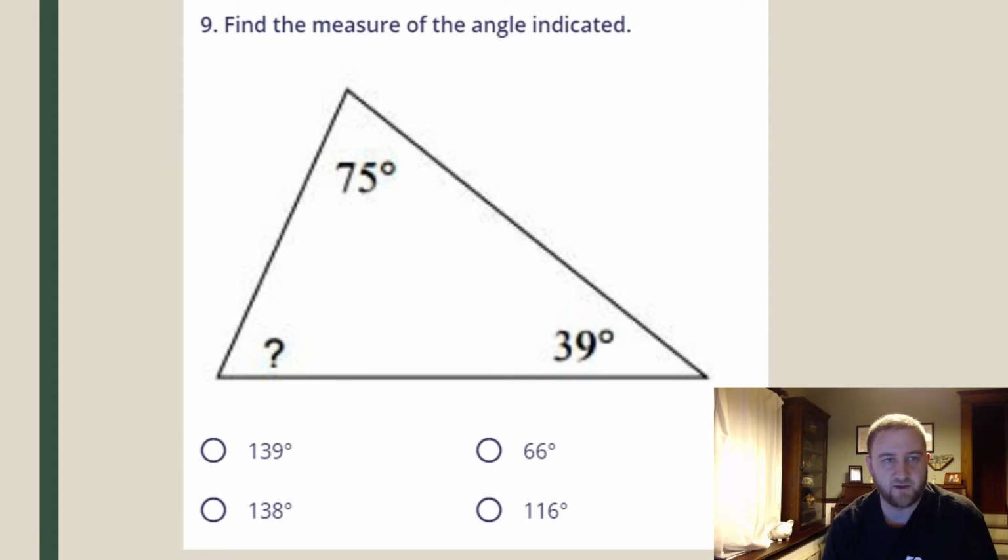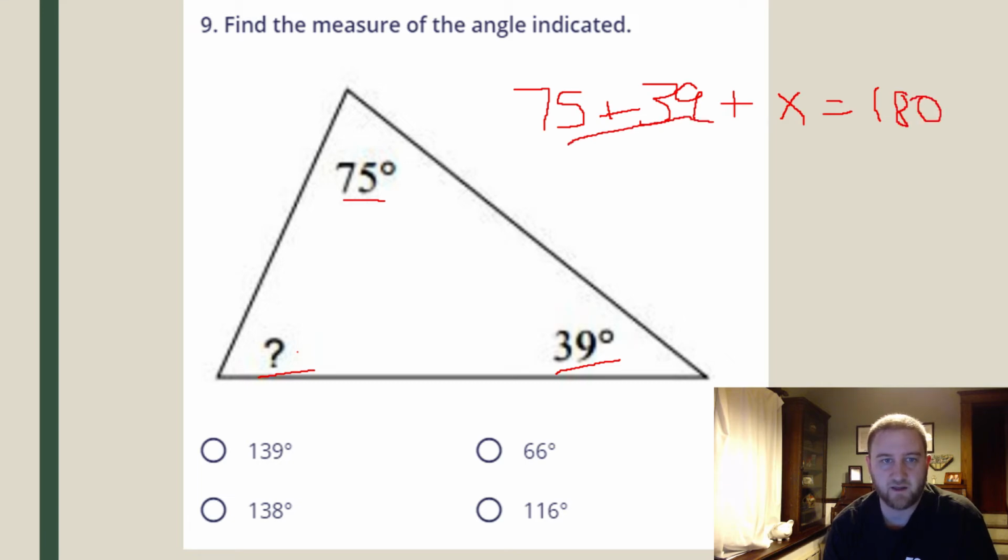Okay? This one says find the measure of the angle indicated. Hopefully you remember, what do all three angles of a triangle add up to? Hopefully you remember that they add up to 180 degrees. So this angle plus this angle plus this angle equals 180. So 75 plus 39 plus, we'll call this x, equals 180.